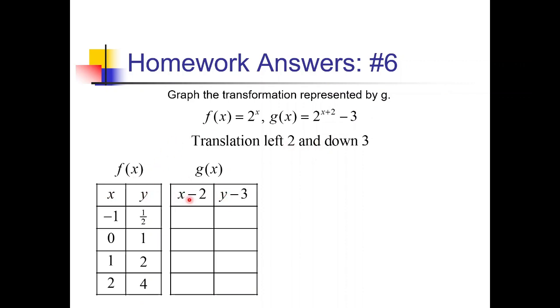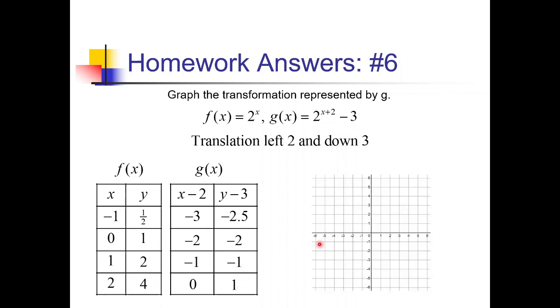So subtracting 2 from the x values, -1 becomes -3, then we have -2, -1, and 2 minus 2 is 0. And for the y's, 1/2 minus 3, I can call that -2.5. 1 minus 3 is -2, 2 minus 3 is -1, and 4 minus 3 is 1. And just graphing all that out, we've got -3, -2.5 right here, -2, -2 is there, -1, -1, these are pretty easy to graph, and then 0, 1 is right up here.